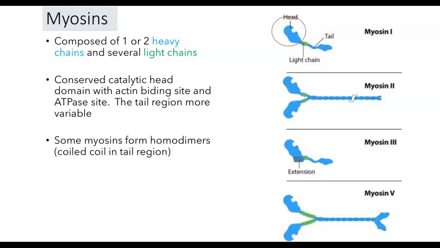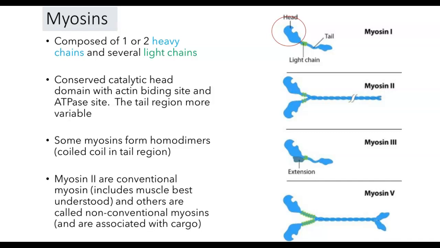Some myosins, and we see this with myosin 2 and myosin 5, can form homodimers, where the tails wrap around one another. We call this a coiled coil motif because there are alpha helices in the tails and then they coil around one another. Cell biologists will often divide myosins into two groups. Myosin 2, the conventional myosin, that includes muscle, which is the best understood, and then all of the other myosins will be considered non-conventional myosins. Those aren't involved in muscle contraction and instead are associated with cargo.